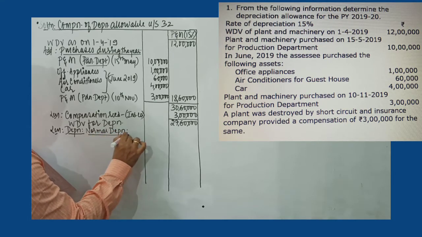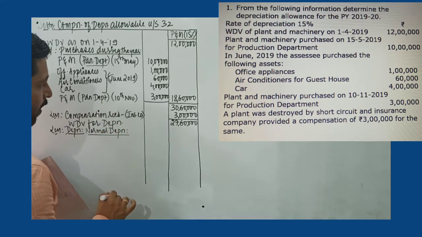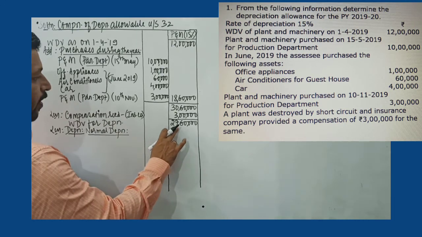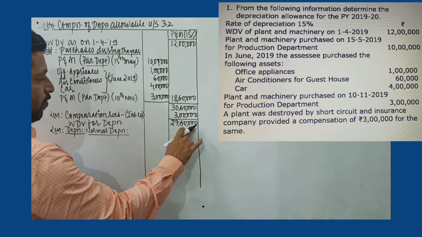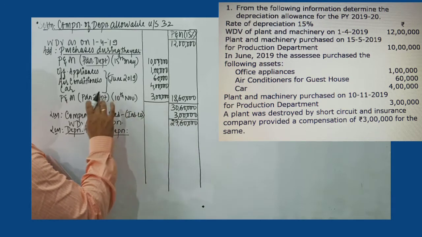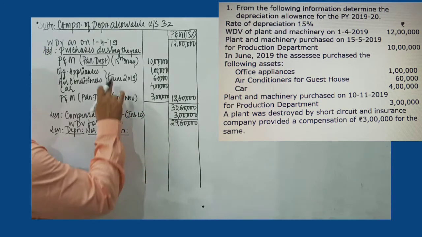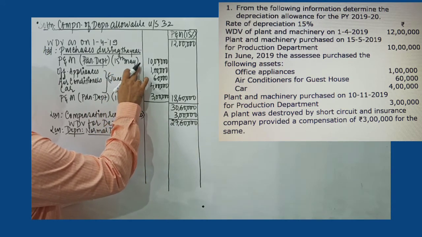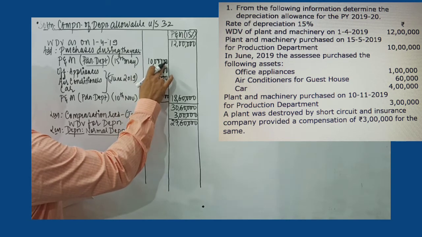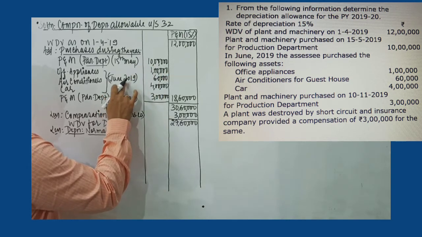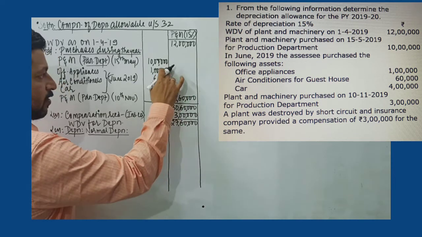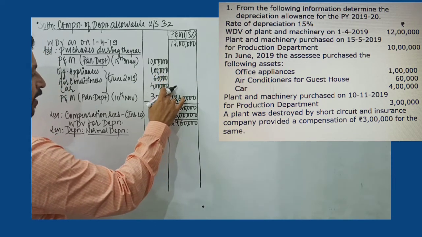Normal depreciation. Now how do you calculate normal depreciation? The block value remaining is 27 lakh 60,000. In that 27 lakh 60,000, if you check, this is purchased on 15th of May. So full year's depreciation is applicable. June 2019 to 31st March, full year's depreciation is applicable.